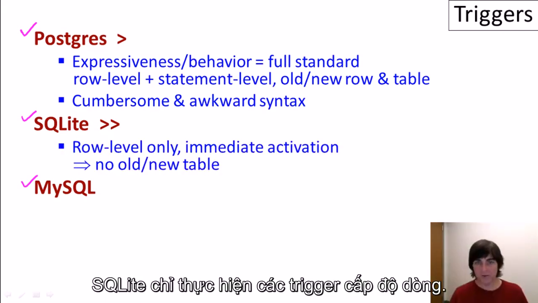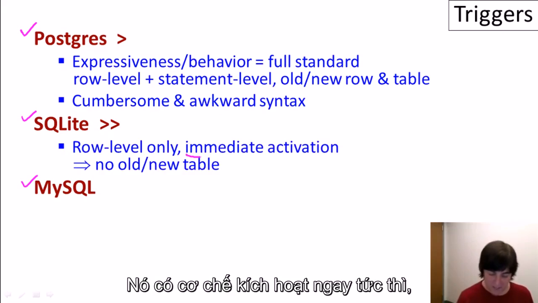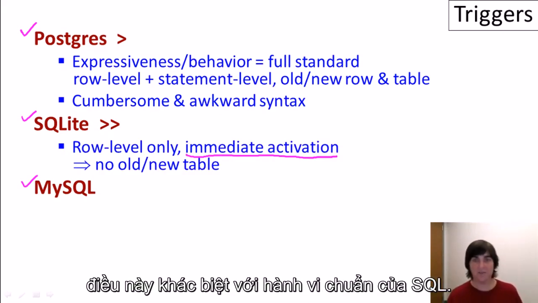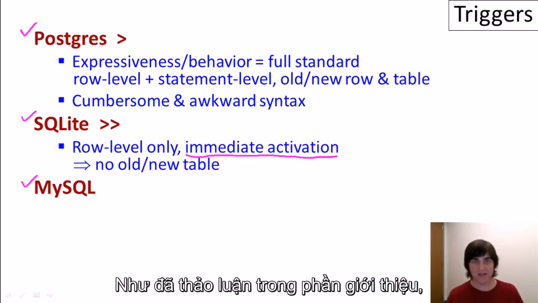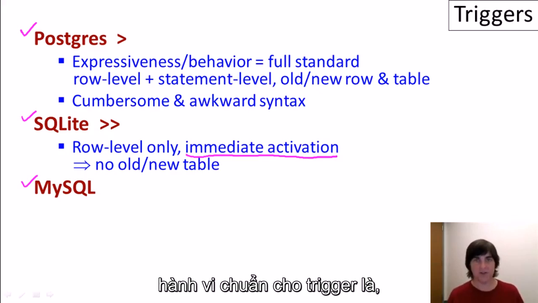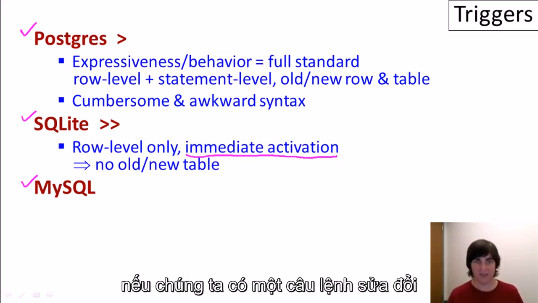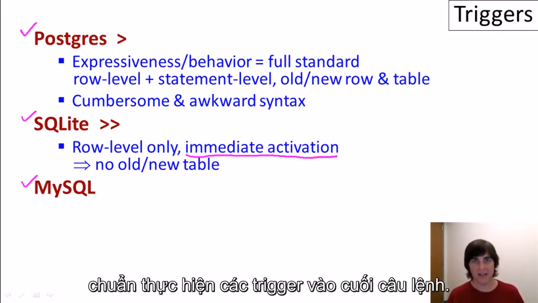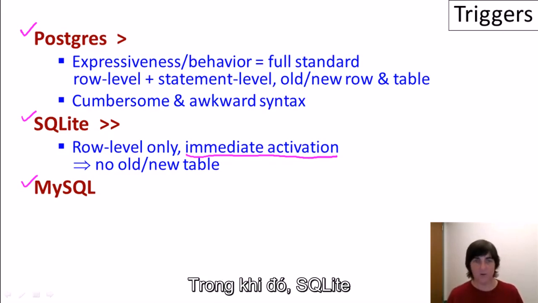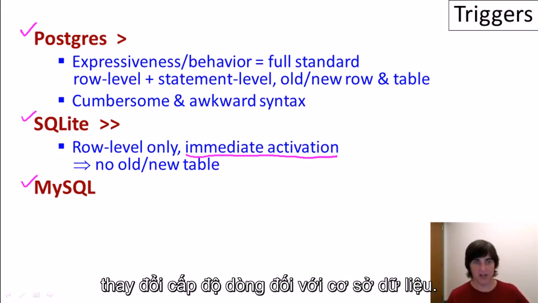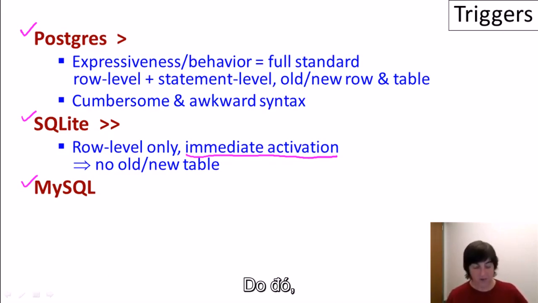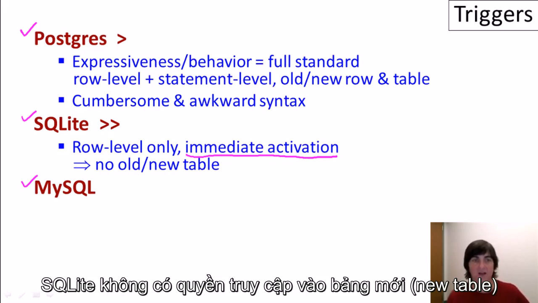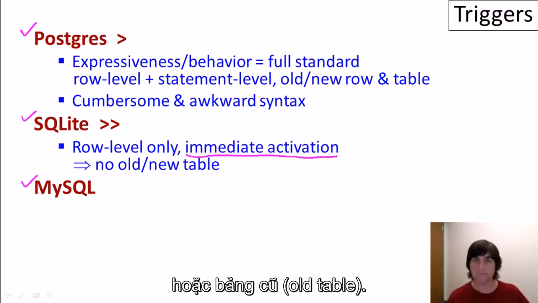SQLite implements row-level triggers only, and it also has immediate activation, which is a deviation in behavior from the standard. As we discussed in the introduction, the standard for triggers says that if we have a modification statement that makes many changes, regardless of whether we have a row-level or statement-level trigger, we execute triggers at the end of the statement. Whereas in SQLite, we have row-level triggers only, and they're activated after each row-level change to the database. As a result, SQLite also does not have access to new table or old table.